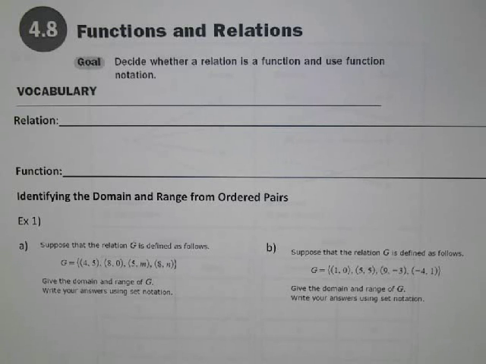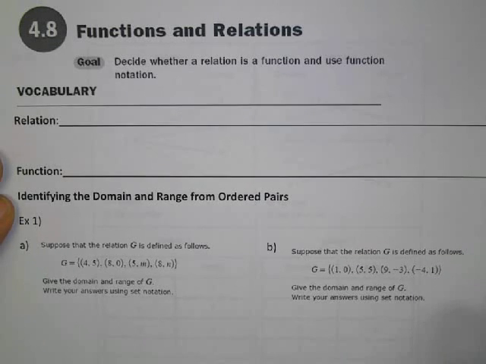Hi everyone. There's one section left in this chapter, which is section 4.8 on functions and relations. So we'll be covering that over the next two videos, and then that will be the end of this chapter. Our goal is to decide whether a relation is a function and to be able to use function notation. Before we get into that, we need to talk about some vocabulary.